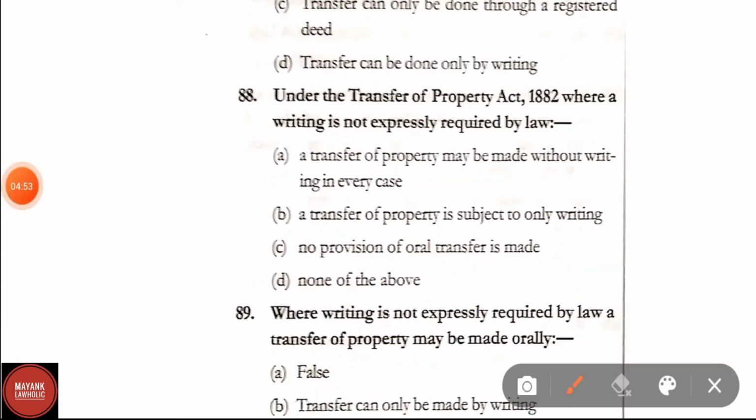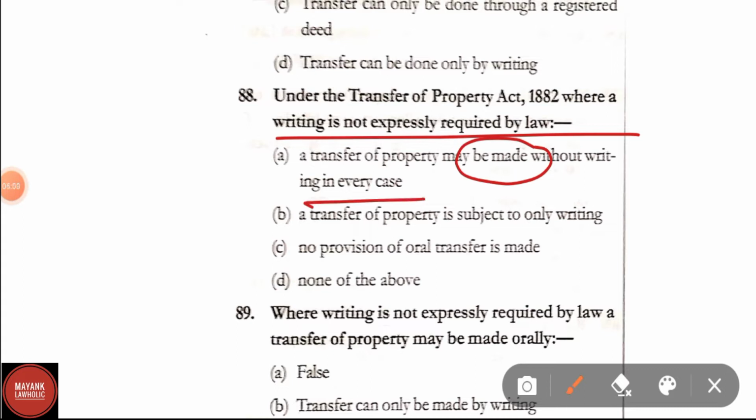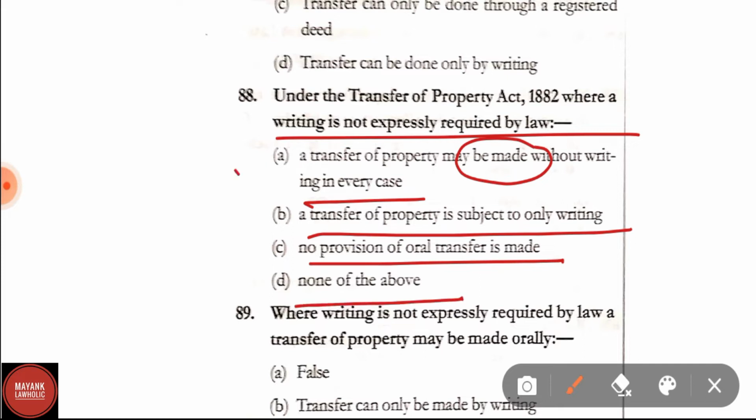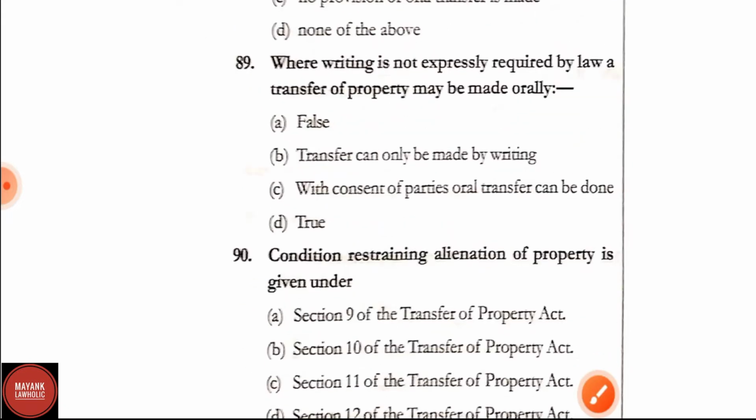Question number 88. Under TPA, where a writing is not expressly required by law, a transfer of property may be made without writing in every case. A transfer of property is subject to only writing. No provision of oral transfer is made. None of the above. Correct answer is option A, that is a transfer of property may be made without writing in every case. Question number 89.